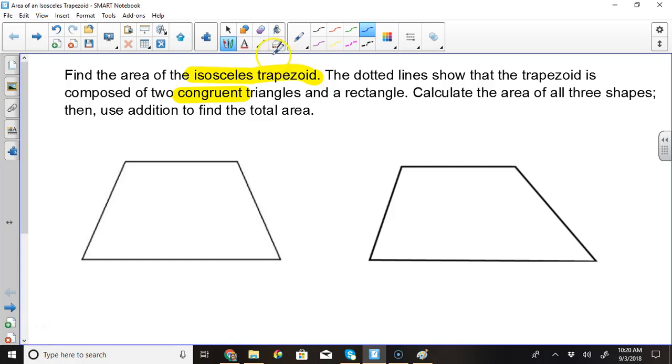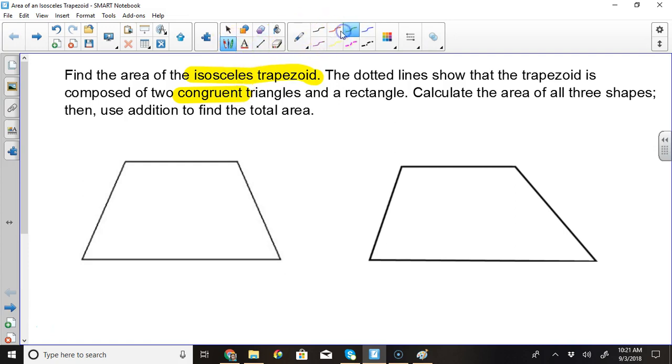Alright, so this problem's pretty fun because it has a lot of vocabulary in it. So I highlighted two big important words in this problem, isosceles trapezoid and congruent. So you're definitely going to want to take notes on this because these are going to be concepts that you're going to encounter for quite some time in mathematics, especially when you get in 10th grade with geometry.